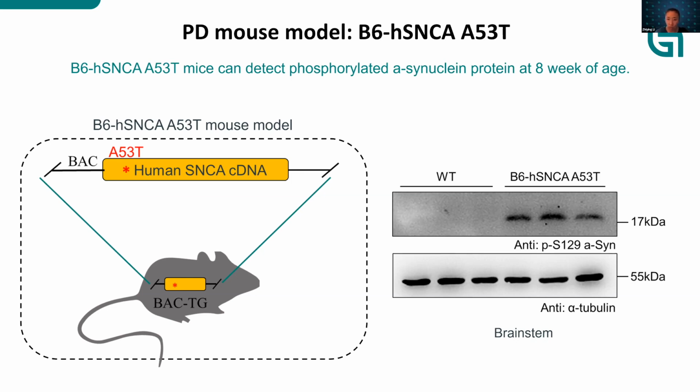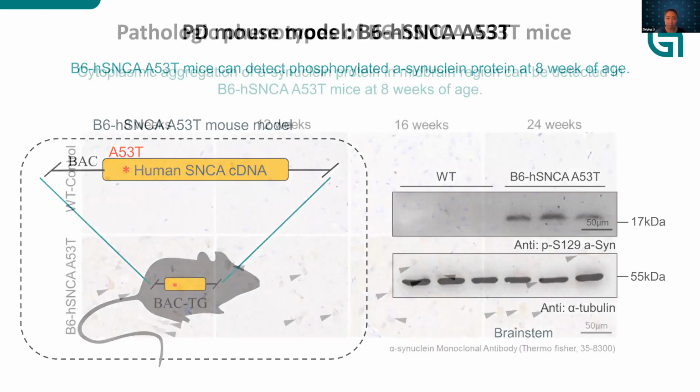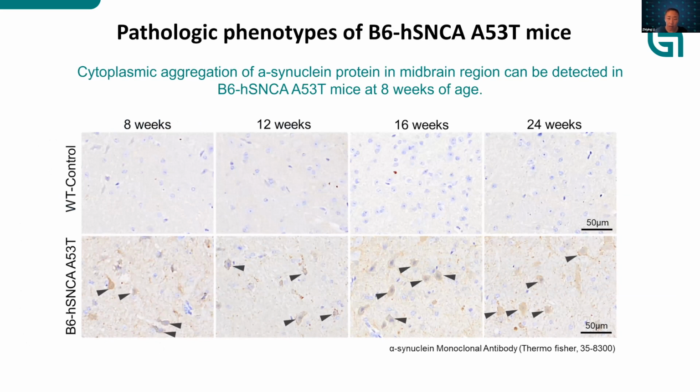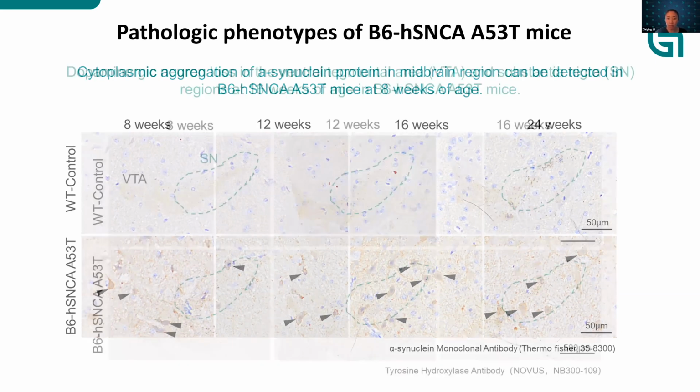Showing you on the right side is the validation. We're doing Western to see the human protein is present in the mouse brain. At the cellular level, what we can see is that starting from 8 weeks of age, we can see the protein accumulation in the cells in the midbrain, and it progresses as the mouse ages. So now, we are assaying animals at about 6 months of age.